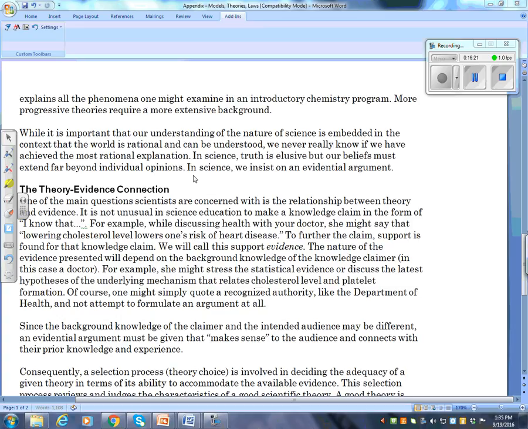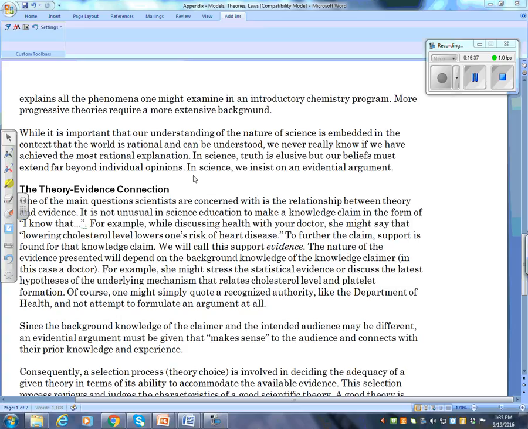It's not unusual in science education to make a knowledge claim in the form of "I know that." For example, while discussing health with your doctor, she might say that lowering cholesterol level lowers one risk of heart disease. Now, if the doctor says that to you and you don't know anything about heart disease or cholesterol, you might not know what they're saying.